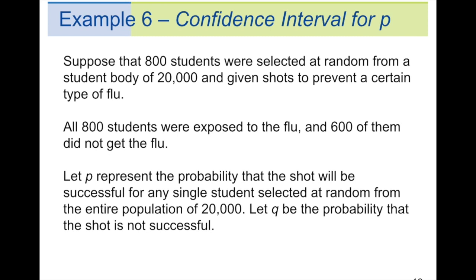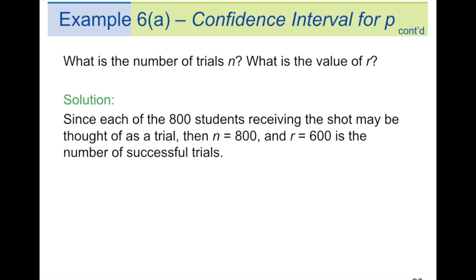Suppose that 800 students were selected at random from a student body of 20,000 and given shots to prevent a certain type of flu. All 800 students were exposed to the flu, and 600 of them did not get the flu. Let P represent the probability that the shot will be successful for any single student selected at random from the entire population of 20,000. Let Q be the probability that the shot is not successful. What is the number of trials n? What is the value of r?